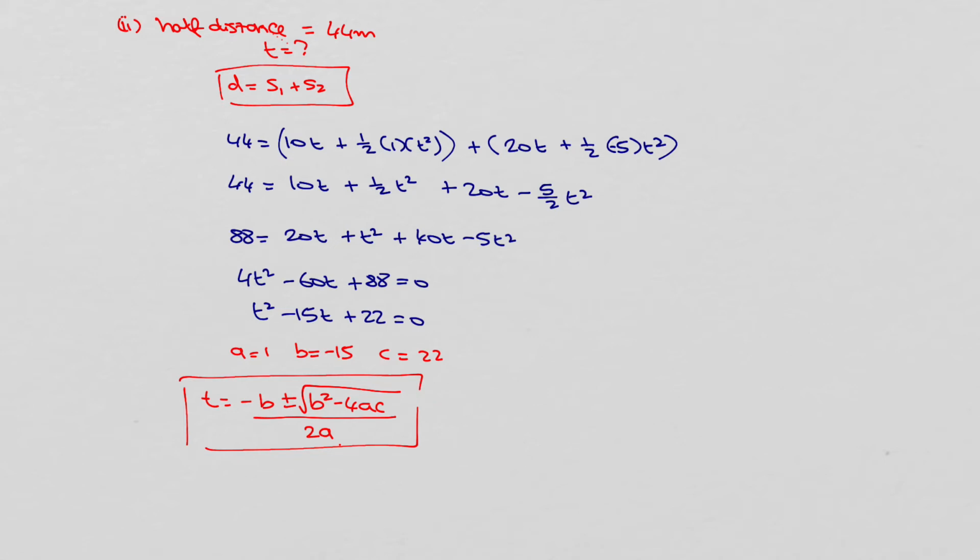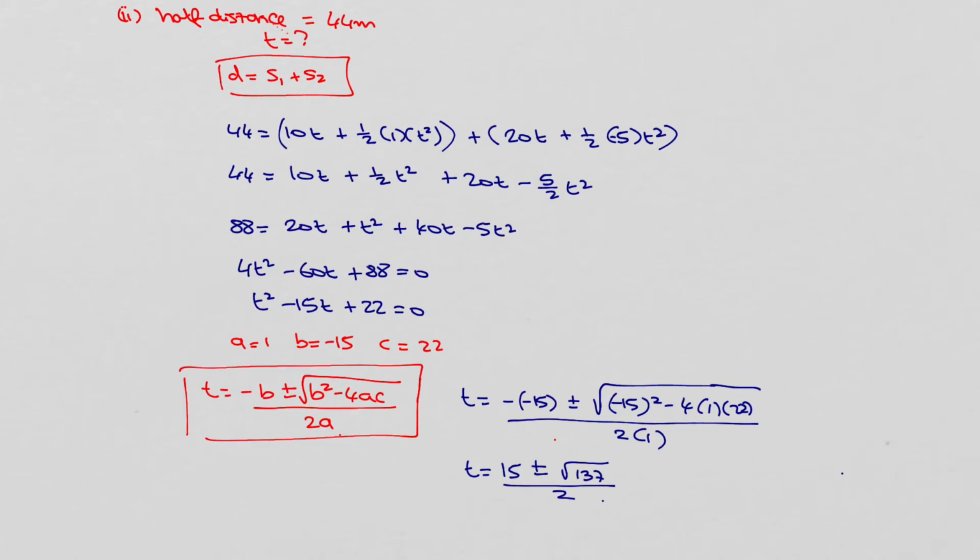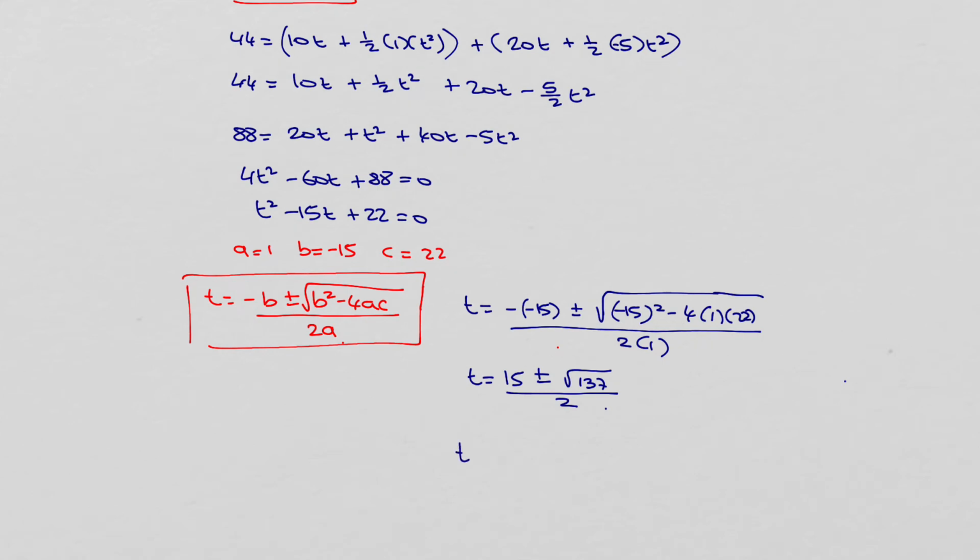So subbing in our values there, we end up with t is equal to minus 15 plus or minus the square root of b squared minus 4 times a times c, all over 2 times a. So that's 15 plus or minus the square root of 137 divided by 2, which then gives me 2 times. So we get t1 is equal to 1.65 seconds, or t2 is equal to 13.35 seconds.